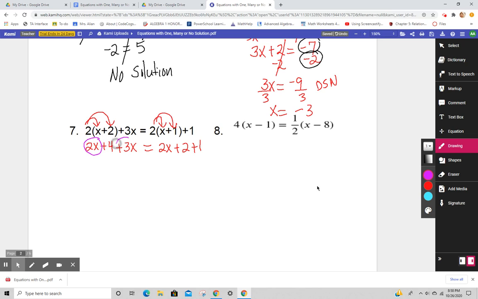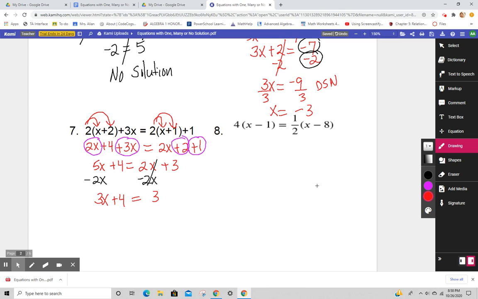So this 2x and this 3x, we put them together, and we get 5x. Plus 4 on this side equals, we can put our numbers plus 2 and plus 1 together to get plus 3. So on this side, we'll have 2x plus 3. Now let's get all of our x's on the same side. Let's subtract 2x from here, subtract 2x from here. And this will give us 5x minus 2x, which is 3x, plus 4 equals 3.